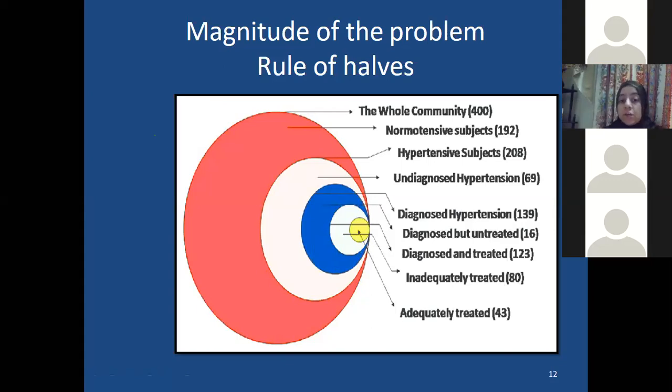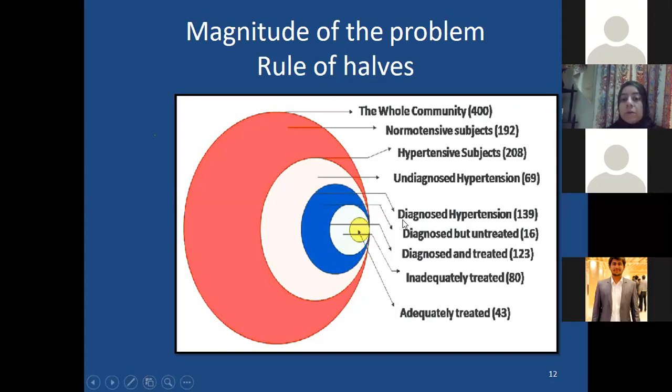Then there is a huge number of people who are diagnosed and treated, but they're not adequately treated. This is a huge number. And there's this small yellow circle that shows that only these people are adequately treated amongst all those people who are.